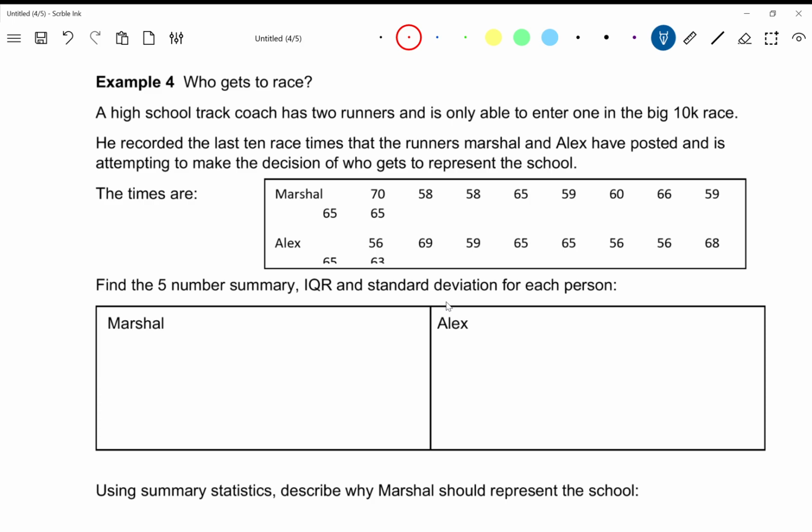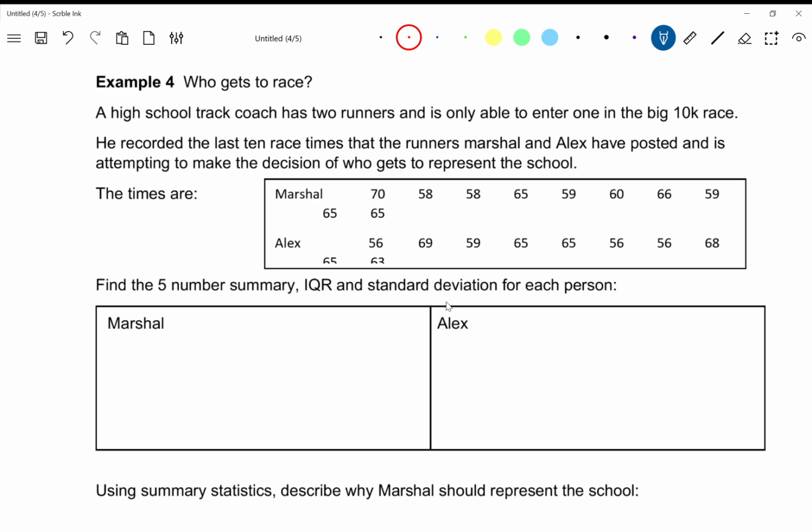So it says, who gets the race? A high school track coach has 2 runners and is only able to enter 1 in the big 10K race. He recorded the last 10 race times that the runners Marshall and Alex have posted, and it's tempting to make the decision who gets to represent the school. And here are the 10 numbers for each. So what we're going to do is find the 5-number summary for the box and whisker plot numbers, interquartile range, and the standard deviation for each person. And then we're going to try to figure out who should run using those.